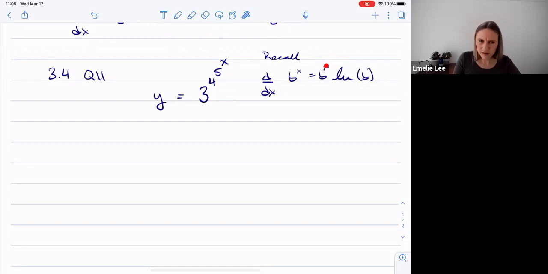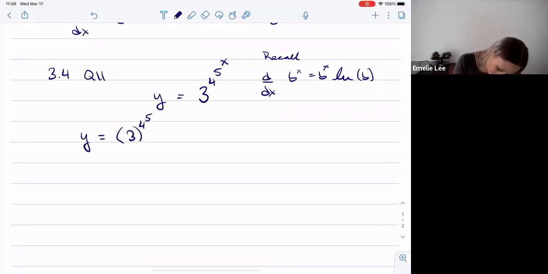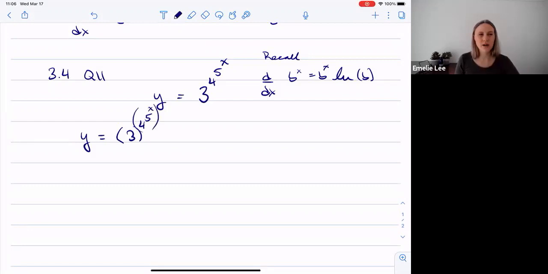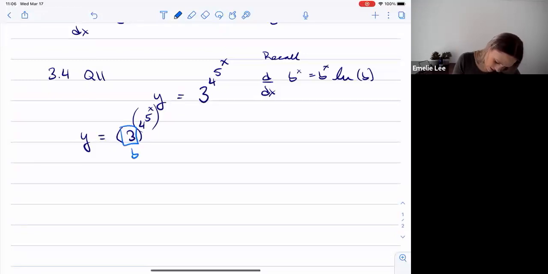So here, x is going to be kind of the inside function. So naturally, we're going to break this down and rewrite y equals 3. So that's going to be my b. And then everything else is going to be the inside function. So I'll need bigger brackets. I better write these out first: 4 to the power of 5 to the power of x, all in brackets. So here, 3 is my b, and this becomes my x, b to the power of x.